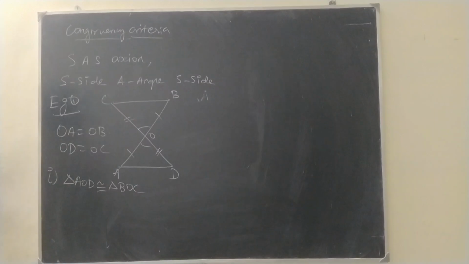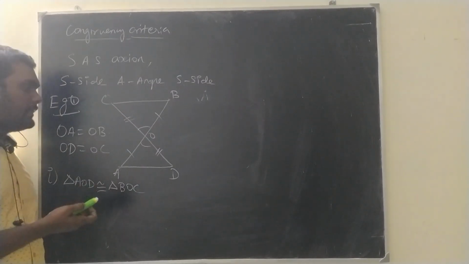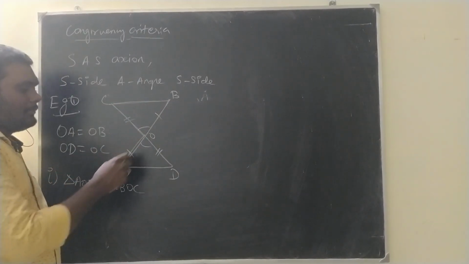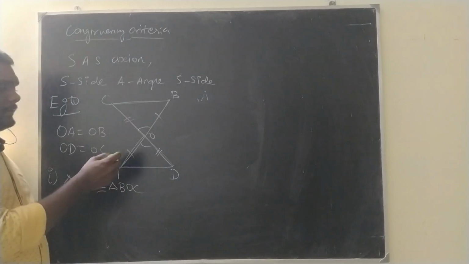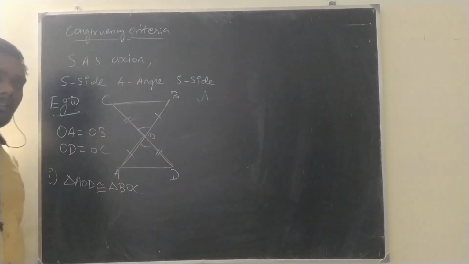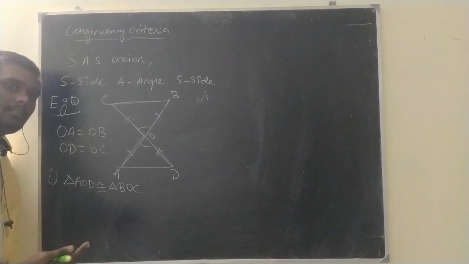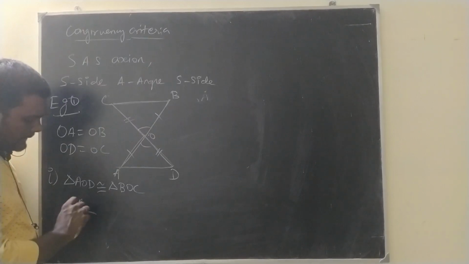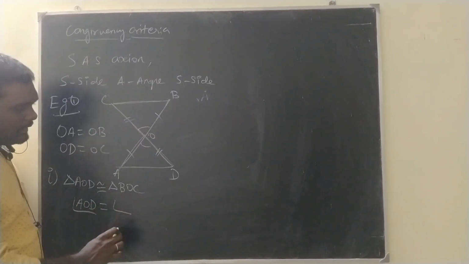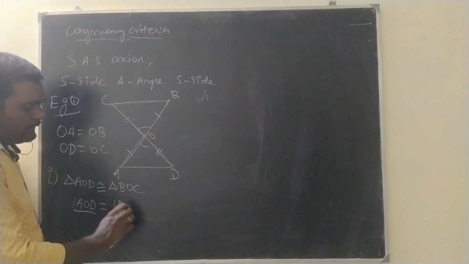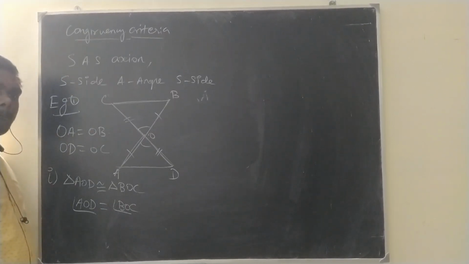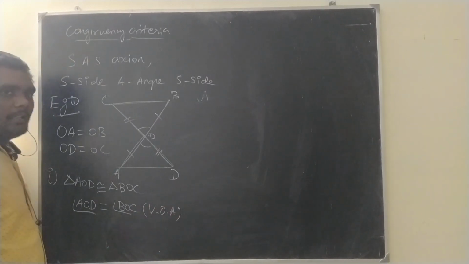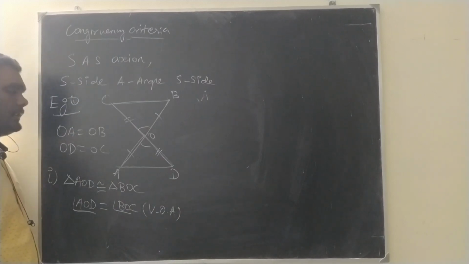To prove these two triangles are congruent, first we need to mark these triangles and we should observe what are all the things which are common between these two triangles, AOD and BOC. That we'll start writing. Why it is equal, that we need to write the reason as well. See, this angle AOD is equal to angle BOC. Is it or not? Why? Because they are vertically opposite angles. VOA means vertically opposite angles.